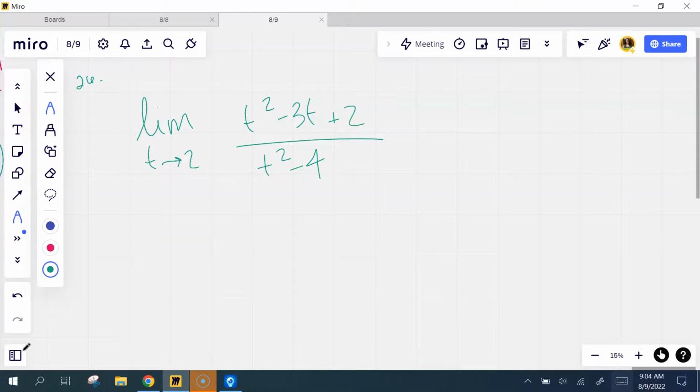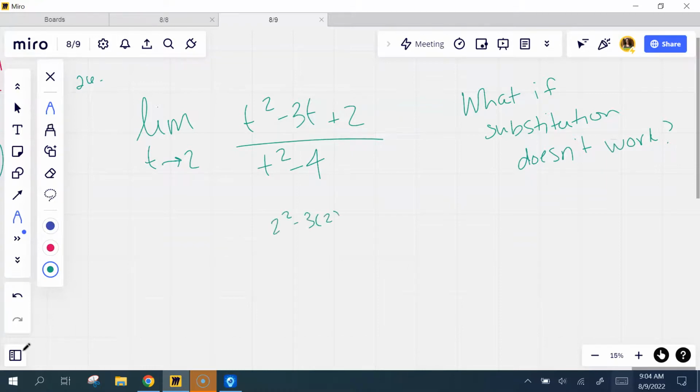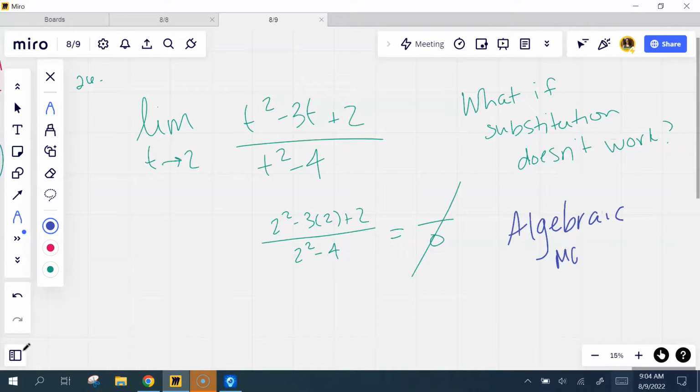Okay, so what happens if substitution doesn't work? Because if I sub in here, I'll get 2 squared minus 3 times 2 plus 2 over 2 squared minus 4, which gives me something over 0, which I can't have. So I've got to back up and punt, and say, okay, let's see if we can do some algebraic manipulation. What do I mean by that?